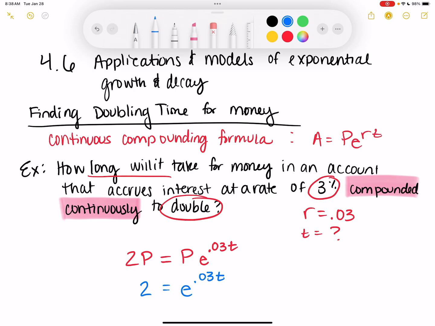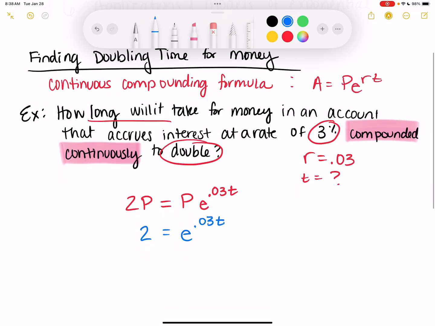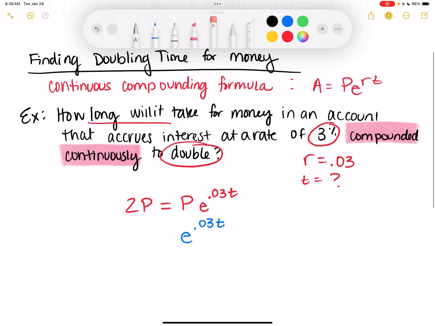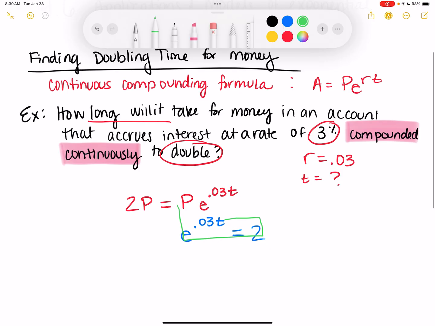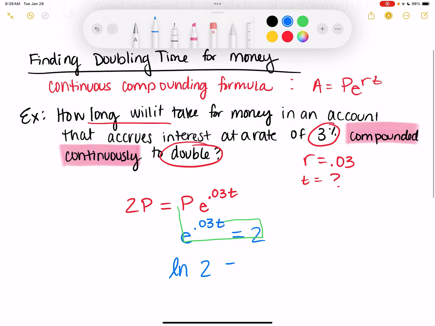We have an exponential, so I need a log to solve it. I need to move the equals 2 to the other side, because I can't do it when it's written on the left-hand side. I need the piece with the variable on the left. So I'm going to move the equals 2 over here and make the L: come down through here, up and over. So this is log base e, which we know to be ln of 2 equals 0.03t.